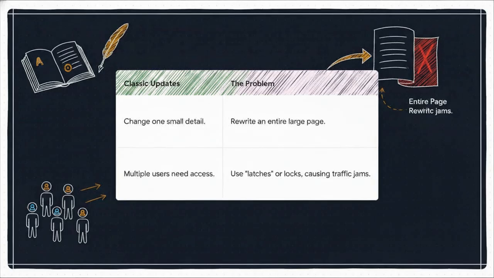First up, there's this thing called write-amplification. This means if you need to change just one tiny detail, a traditional B-tree often makes the system rewrite an entire huge page of data. It's literally like rewriting a whole page in a book just to fix a single typo.